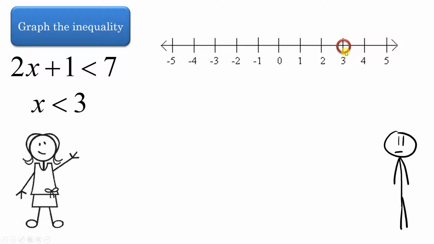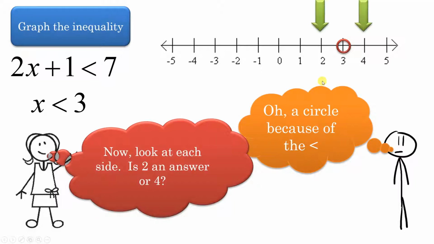All the way up to, but not including 3. Now we just have to figure out which way we shade. Is it going to go to the left, or is it going to go to the right? Because either all the answers are over here, less than 3, or they're all over here, more than 3. Now this says x is less than 3, so I think we're going to go to the left, because these numbers all over here are less than the number 3.